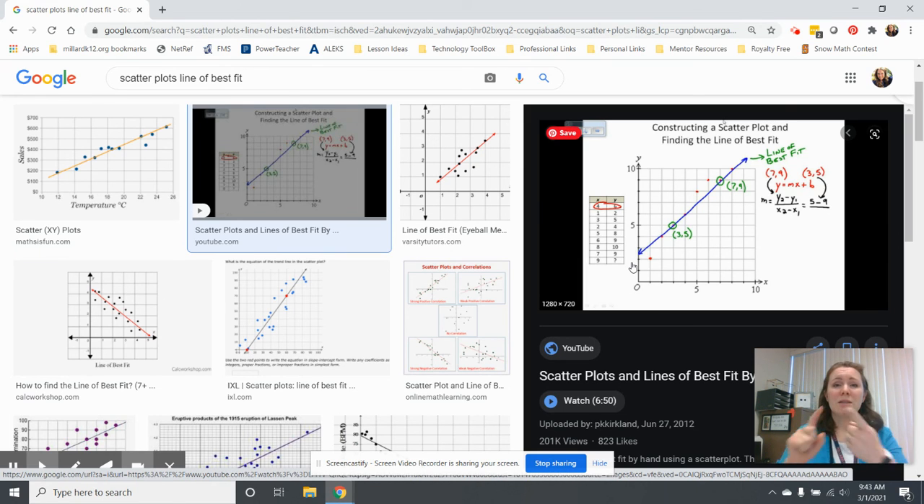So what we've learned is scatter plots have correlation: positive, negative, nonlinear, and no correlation. And you can make a line of best fit, which is a straight line that just shows or follows along the trend of the data.